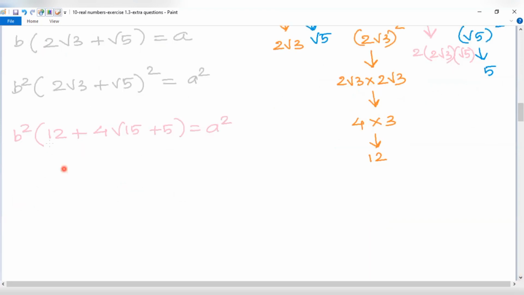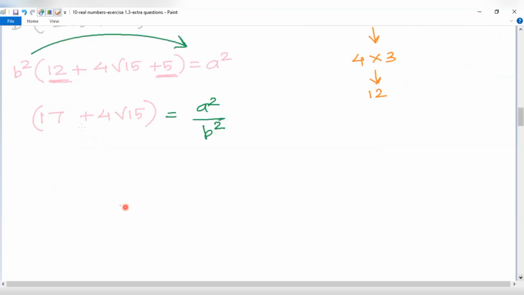Now, we have 12 plus 5, 17 plus 4 root 15 here, and we can take this b square to the other side. So we have a square by b square. Now, a by b was representing a rational number, right? So a square by b square is also rational. But here we have a root 15. We know root 15 is not rational, it is irrational. So 17 plus 4 root 15 is irrational, right?